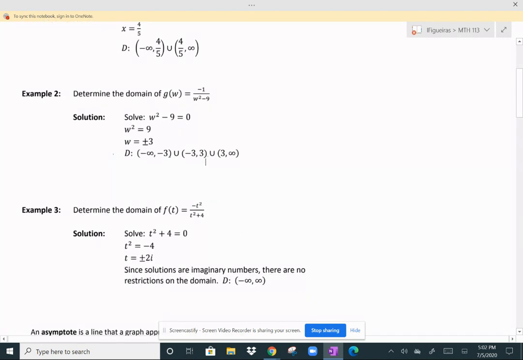All right, so here's another one. We have f of t equal to -t squared over t squared plus 4. Again, I'm taking my denominator and setting it equal to 0, and just like the last example, I'm going to solve it by the square root method. So subtract 4 first to get the t squared alone, then take the square root of both sides.